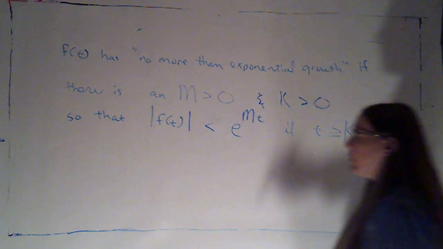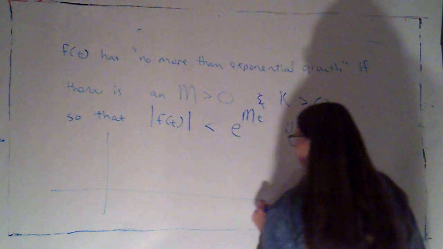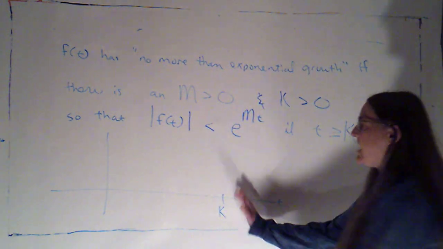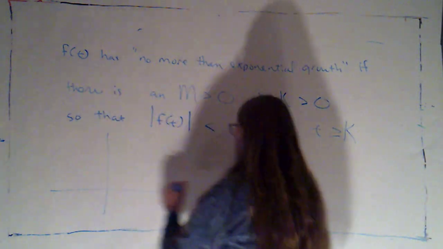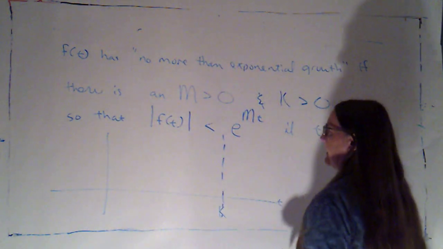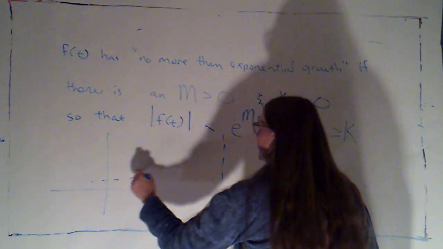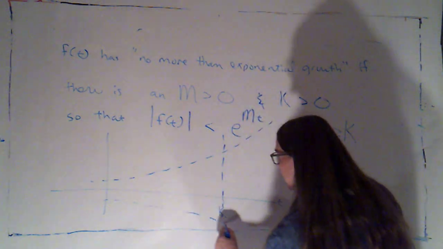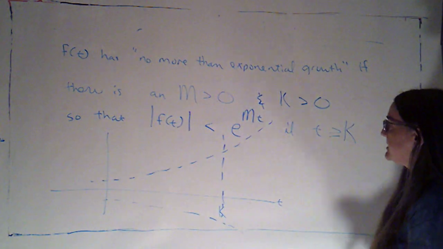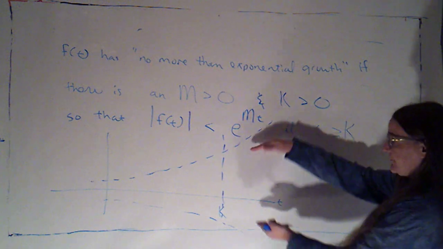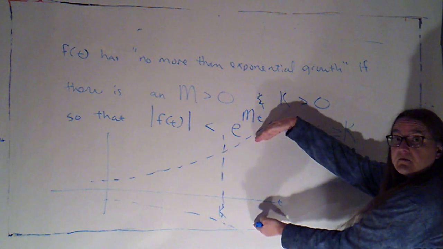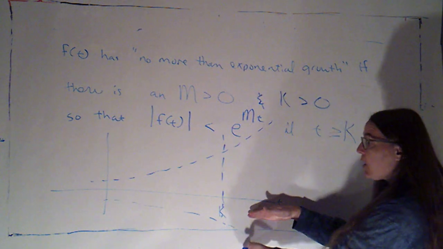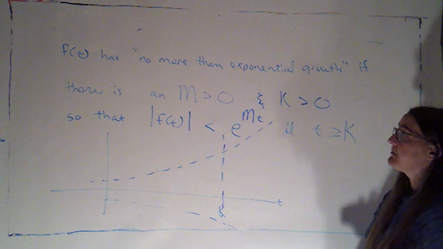Okay. Now, what does that mean? Well, basically, here's my t-axis, here's some point k. I don't care what happens over here, but once I cross this line, I'm going to have this function e to the mt, and the opposite of that would be negative e to the mt, and my function f of t lies within those bounds. It doesn't go above e to the mt, it doesn't go below negative e to the mt.